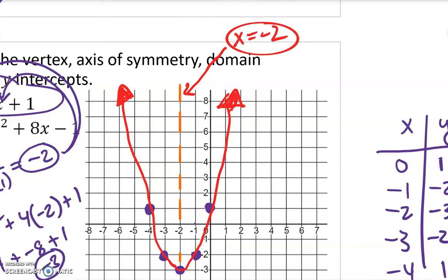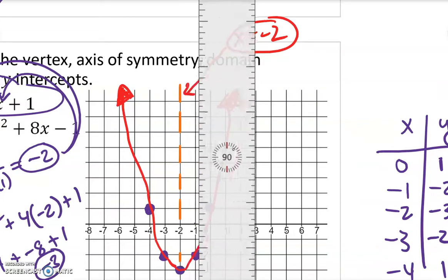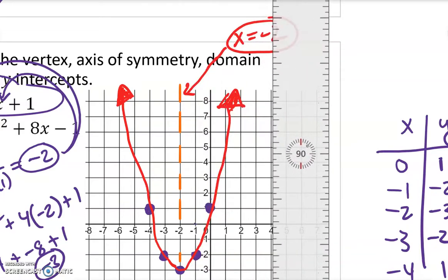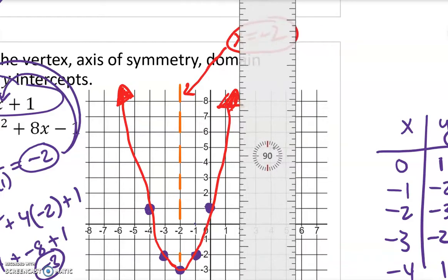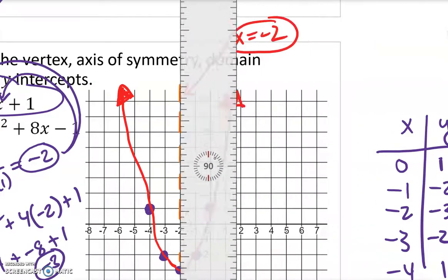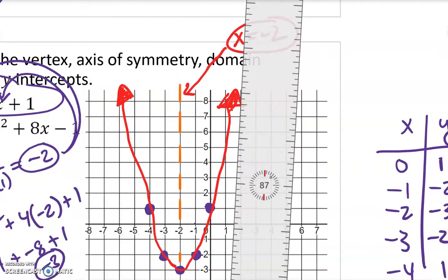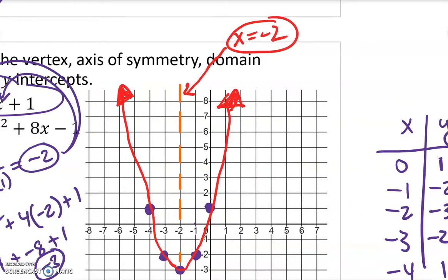Why do we call it that equation? It's because this is a completely vertical line that goes through negative 2 on the x-axis. If the vertical line were here, it would be x equals 4. If it were here, it would be x equals 2. If it were here, it would be x equals 7. If it were here, it would be x equals negative 8. It's a completely vertical line. So we call it x equals negative 2 because x is constantly negative 2 on that line.